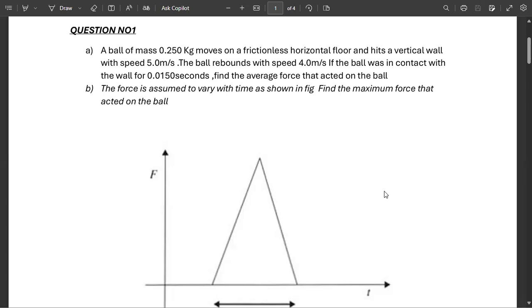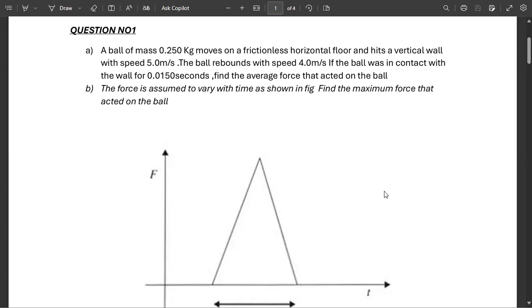All right, so let's look at some questions on linear momentum and collision. Question 1A is saying a ball of mass 0.250 kilograms moves on a frictionless horizontal floor and hits a vertical wall with speed 5.0 meters per second.